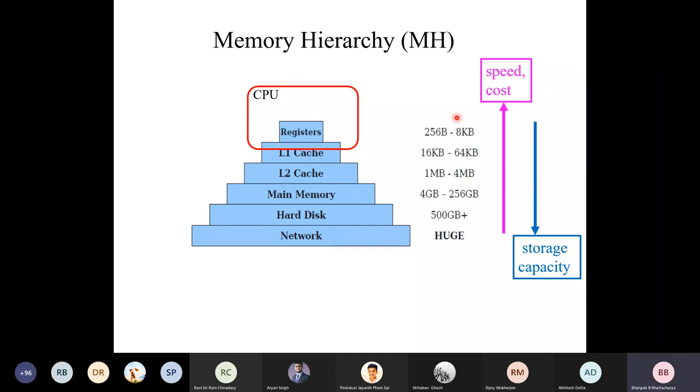And in this direction, the capacity increases, but the speed reduces, and at the same time the cost reduces. So as you can see, there are many trade-offs. How do you organize your memory and so on? Okay.